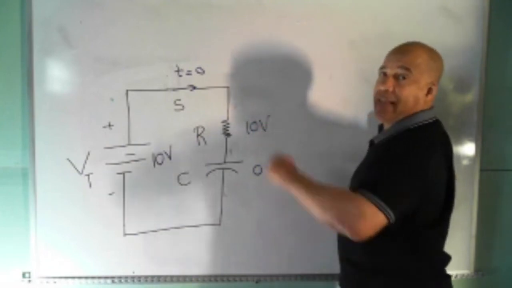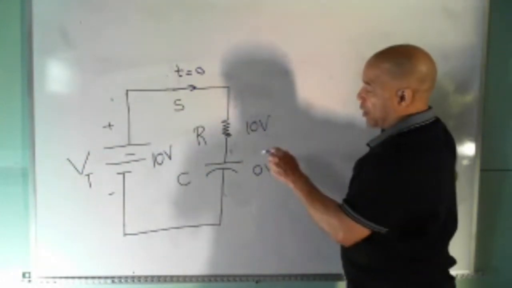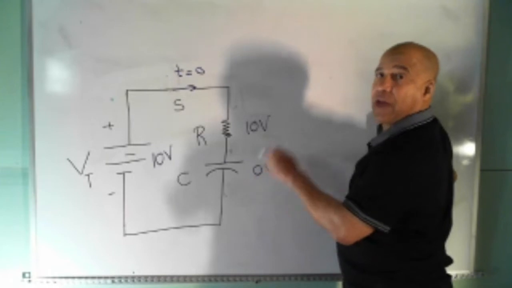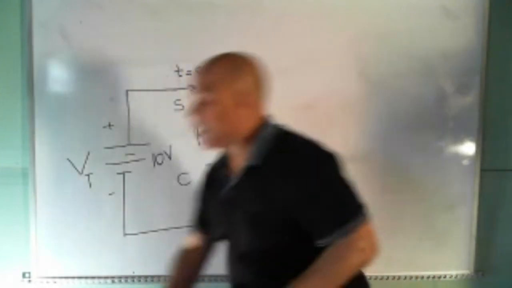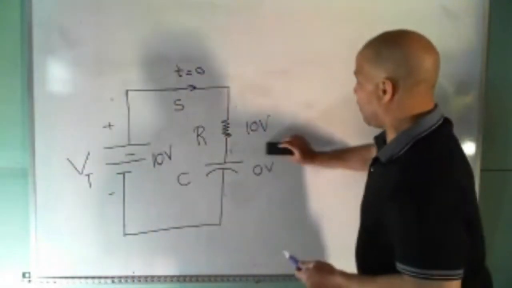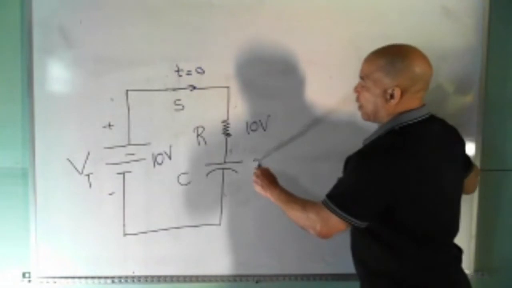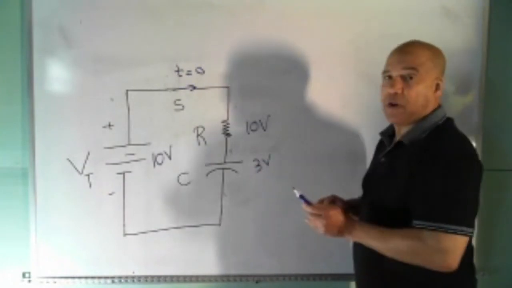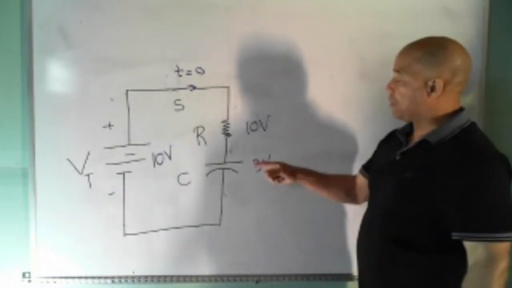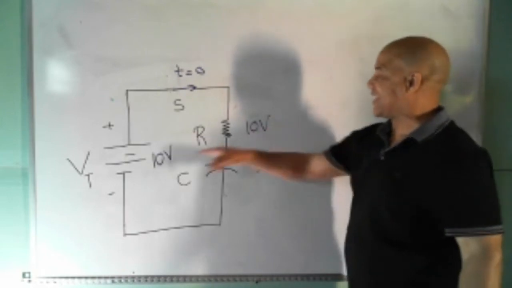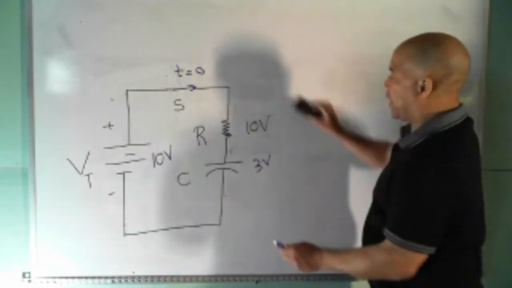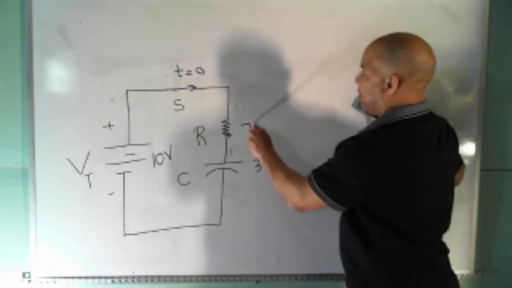Now we start going through those time constants. Current starts to flow into the capacitor, and the capacitor starts to charge up. Let's say the capacitor charges up to 3 volts. Remember, Kirchhoff's voltage law always has to apply. So this voltage plus this voltage has got to equal this voltage. If this is 3, that's got to be 7.